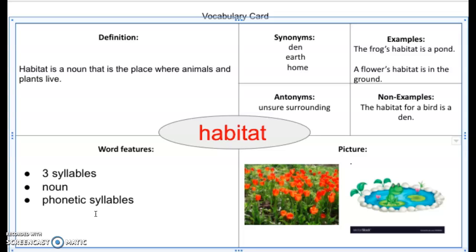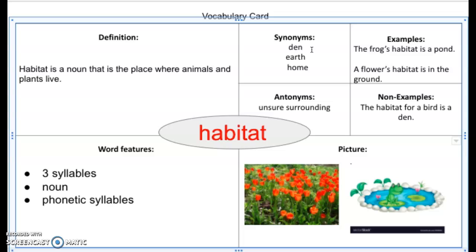So my friends, habitat is a noun because it is a place where animals and plants can live. Some synonyms that I wrote down, some words that mean almost the same thing, would be a den, kind of like the habitat of a bear. Even earth, so earth is the habitat of all of our animals and for us too. Another synonym would be home, because that's what it is for our animals. It's the home that they have. It's where they feel safe, and it's where they go like at nighttime or to hibernate, things like that.